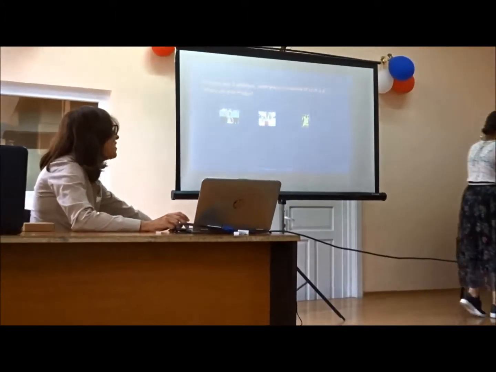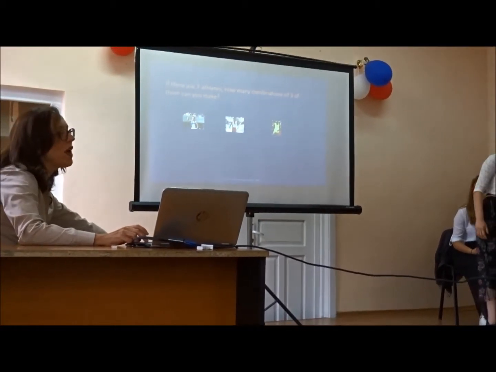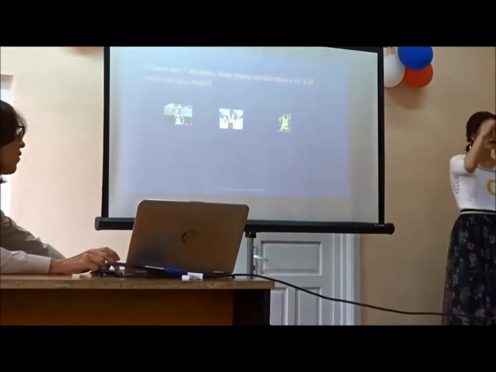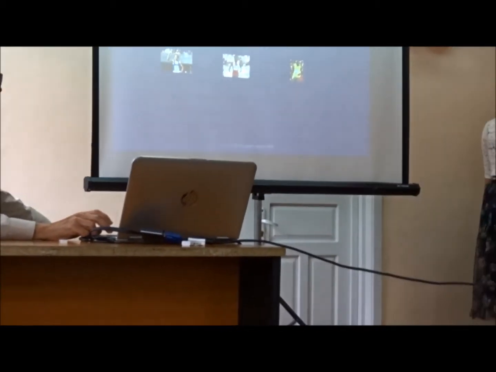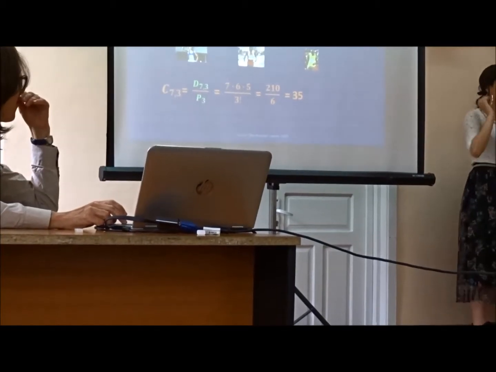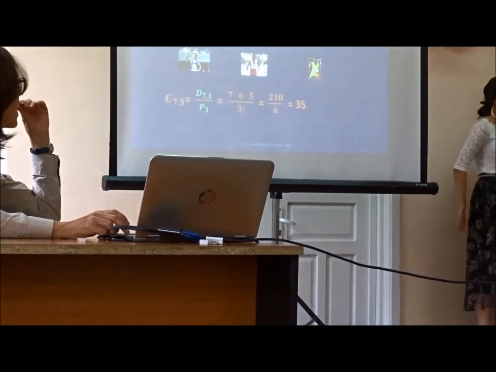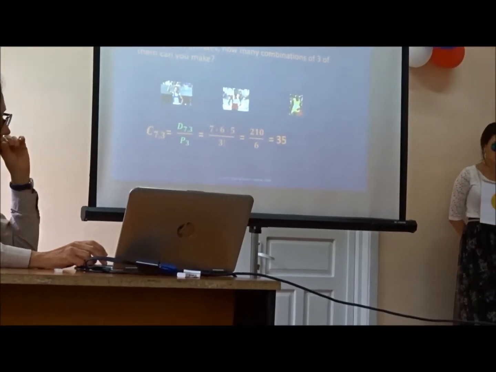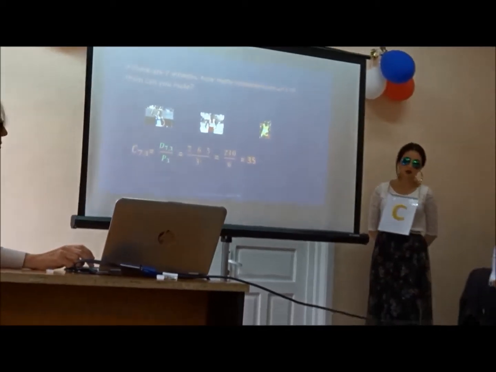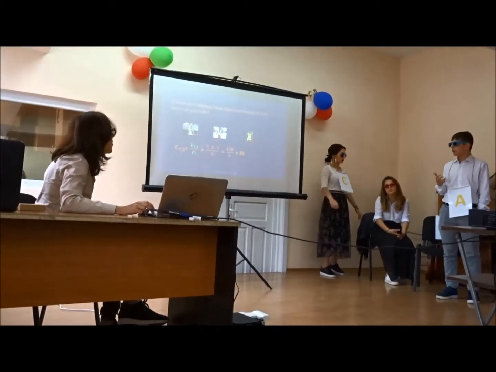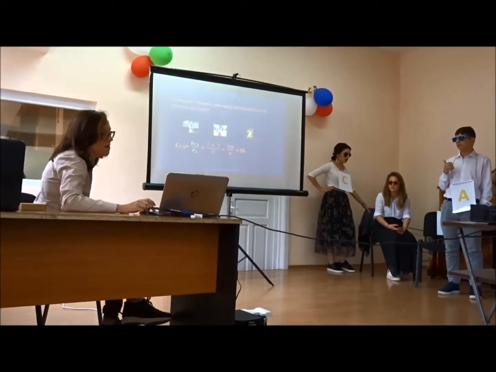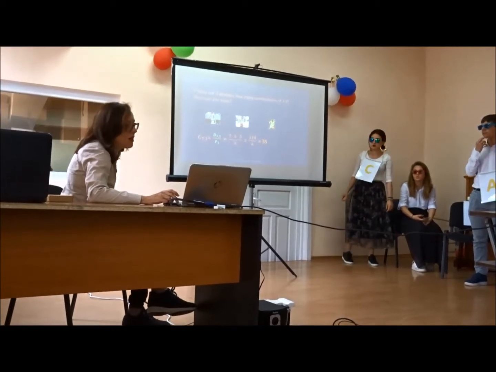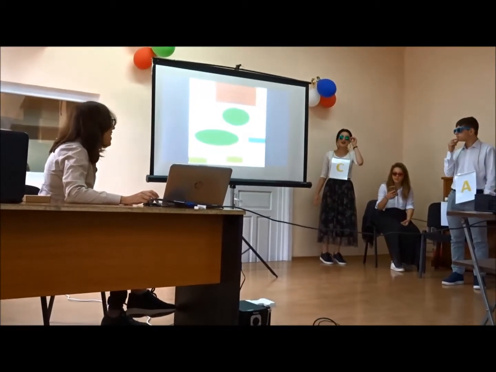Emanuele, last question. If we have 7 athletes, how many combinations of 3 can we have? It's a combination of 7 athletes taken 3 at a time. The calculation is disposition of 7 over permutation of 3, equal to 7 times 6 times 5 over 3 factorial, equal to 35. Okay, very well, that's done.